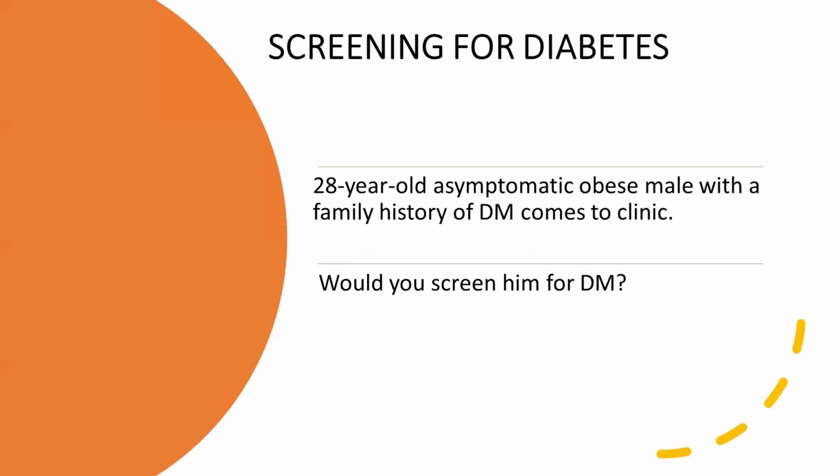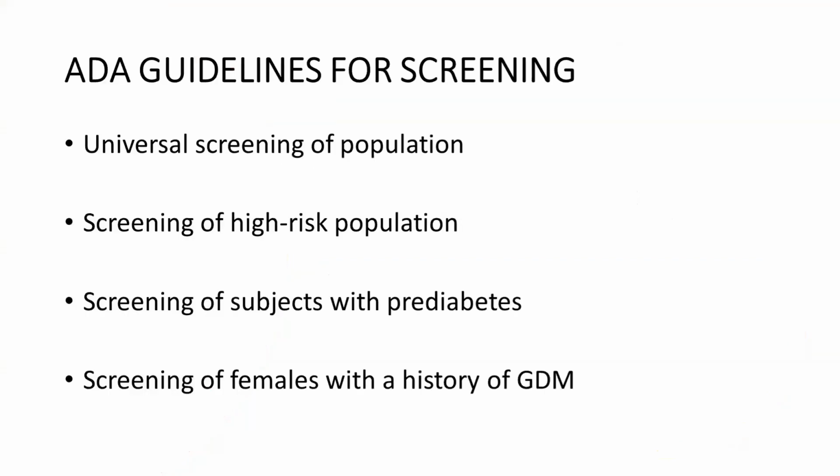So let's move on to what is important for us at primary care, starting with screening. Now, suppose an asymptomatic obese male with a family history of diabetes comes to our clinic for some other reason, does he warrant screening for diabetes? So the guidelines we have referred to for these presentations are the ADA guidelines and the College of Endocrinologists guidelines.